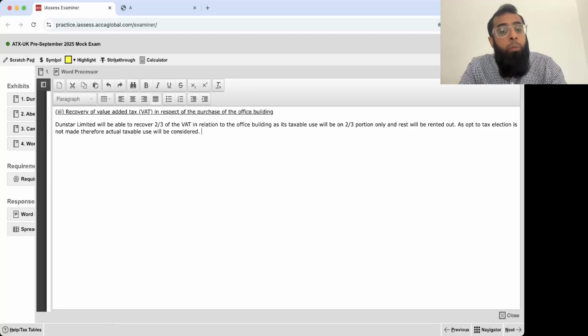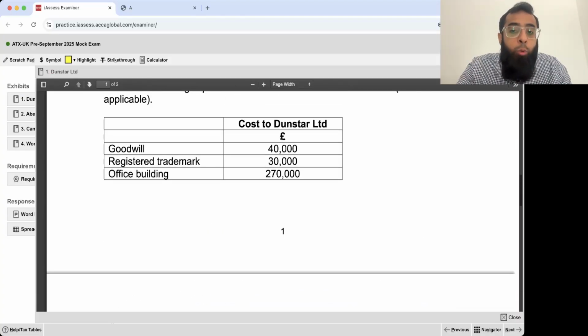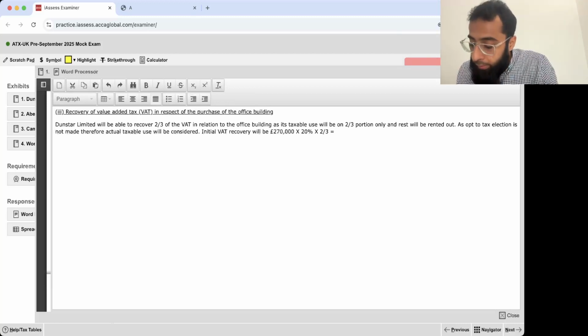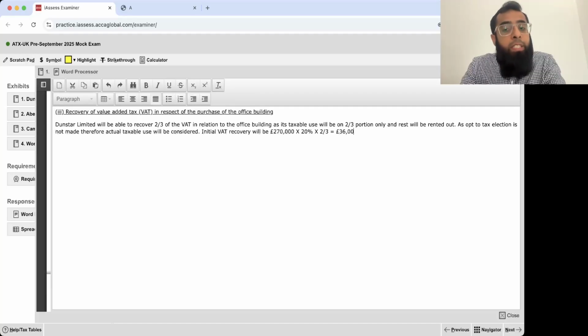Okay, the initial VAT recovery will be how much? Now, what was the price of the building? It was 270,000 pounds. 270,000 pounds into 20% VAT, which the seller charged on you because he has made the opt to tax selection, into 2 divided by 3. 270,000 pounds into 20% into 2 divided by 3. So the initial VAT recovery will be 36,000 pounds.